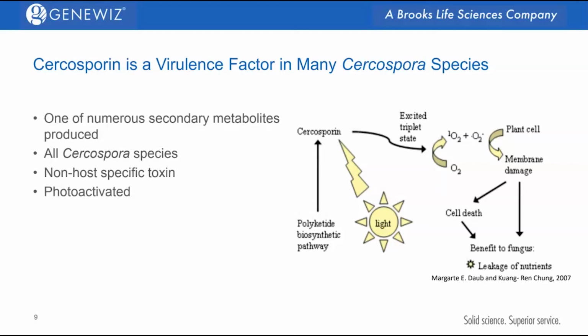And it's photoactivated. As you can see in the figure, cercosporin needs light to be produced and activated. And cercosporin breaks down to produce reactive oxygen species, which go and damage the membrane of the plants, which causes cell death. And this causes the plant contents to be leaked outside, which in turn can be utilized by the fungus to absorb the nutrients from the plants.